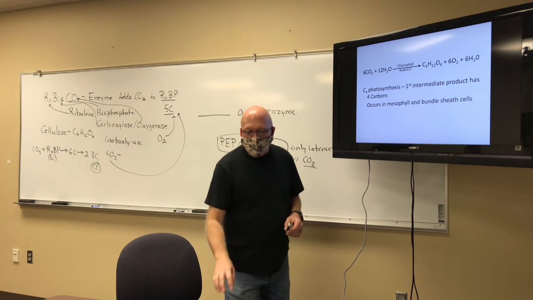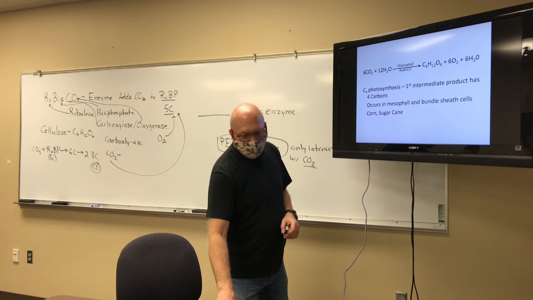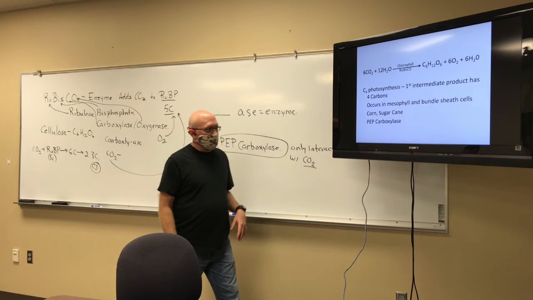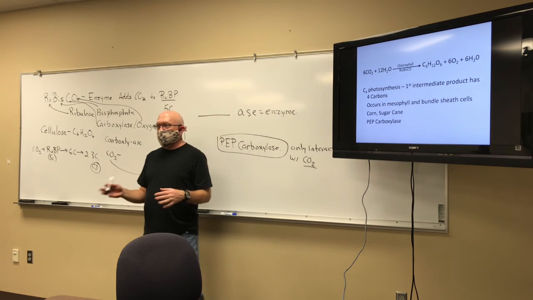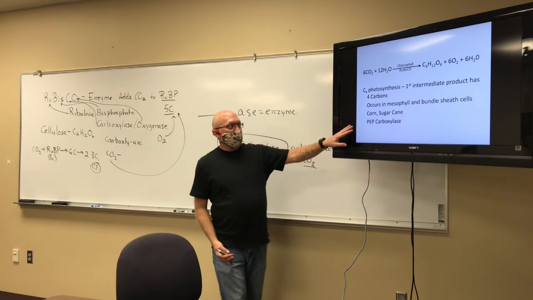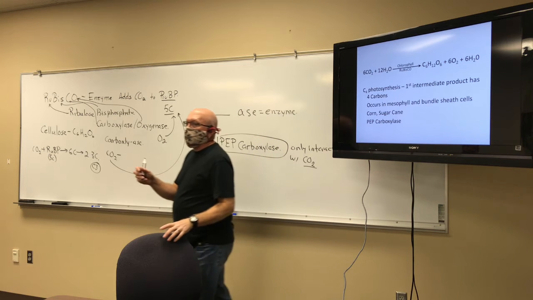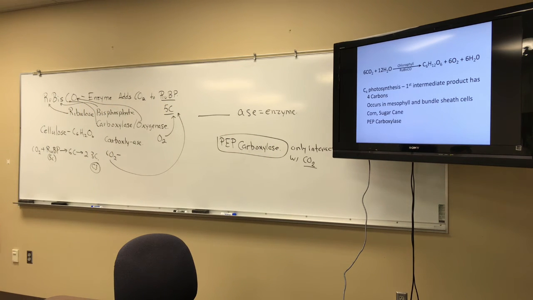And this occurs in things like corn and sugarcane, and it uses this enzyme called PEP carboxylase. So they differ in the enzymes that are involved. C4 plants still end up using Rubisco, but Rubisco in C4 plants is only found in the bundle sheath cells. It's not found out in the mesophyll cells. And I'll explain why in a minute.